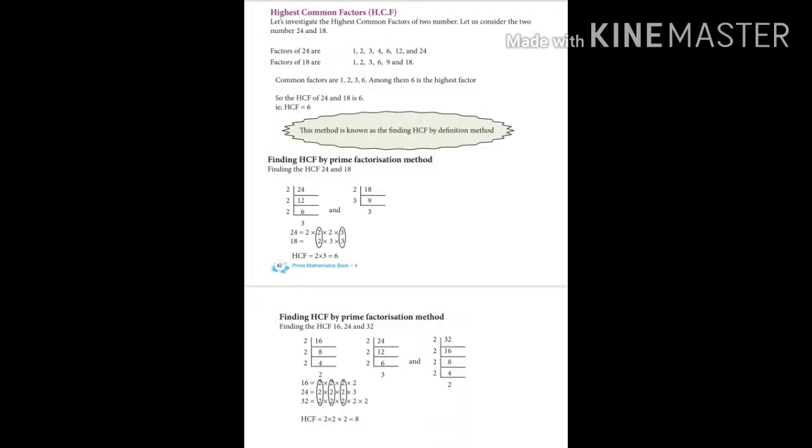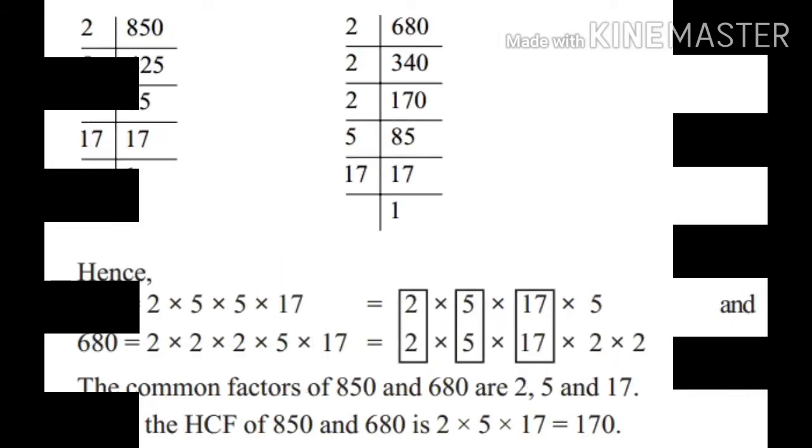First, let's learn about finding the HCF by the definition method. In this method, we have to write down all the factors of the given numbers. Then we select the common factors, and among them we find the highest factor of both numbers, which will be the HCF of the given numbers.